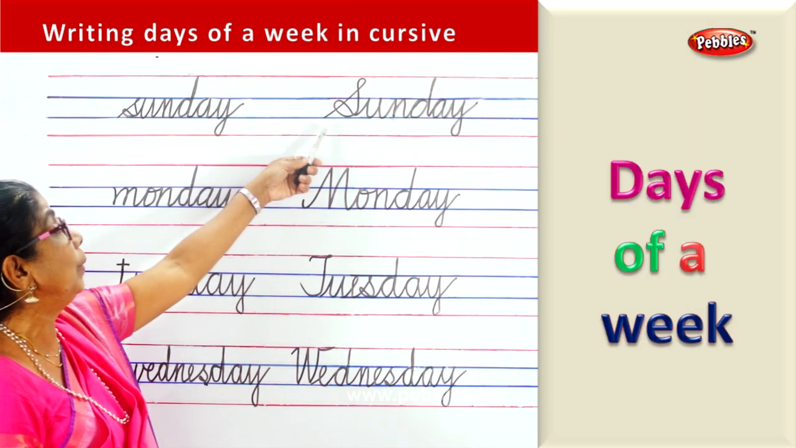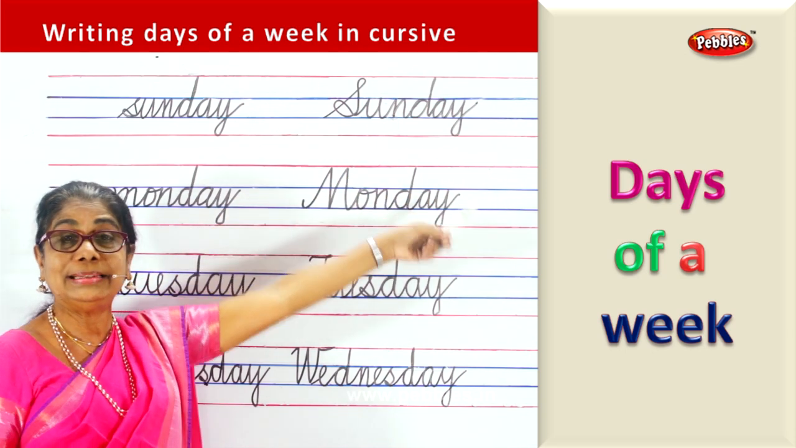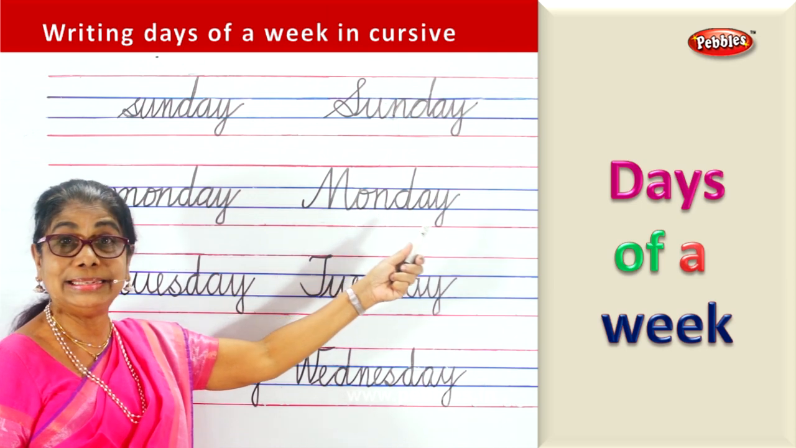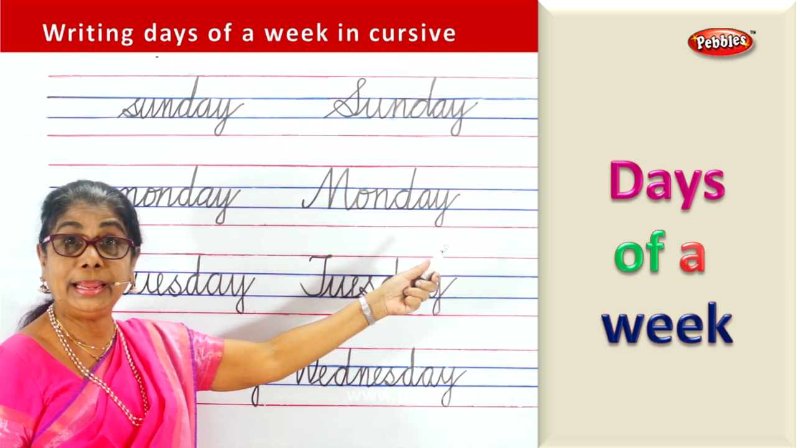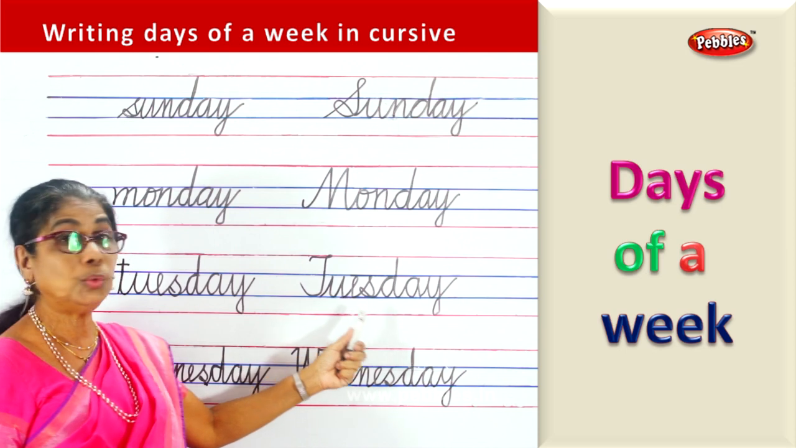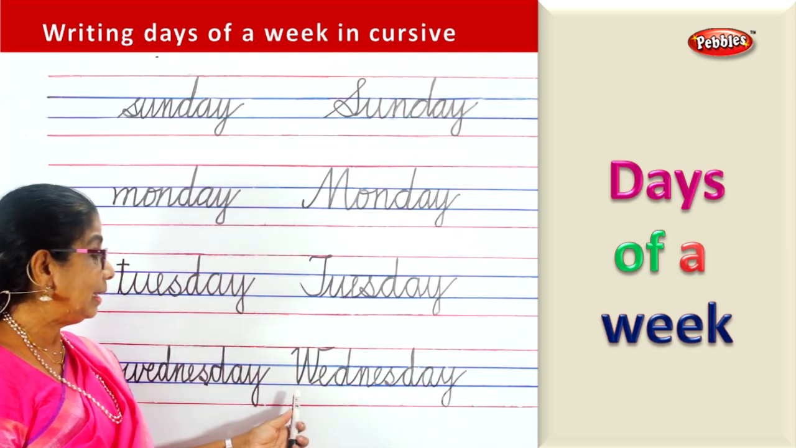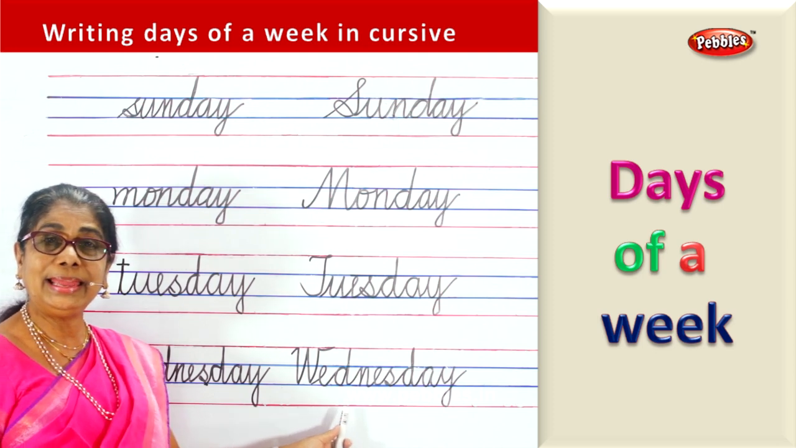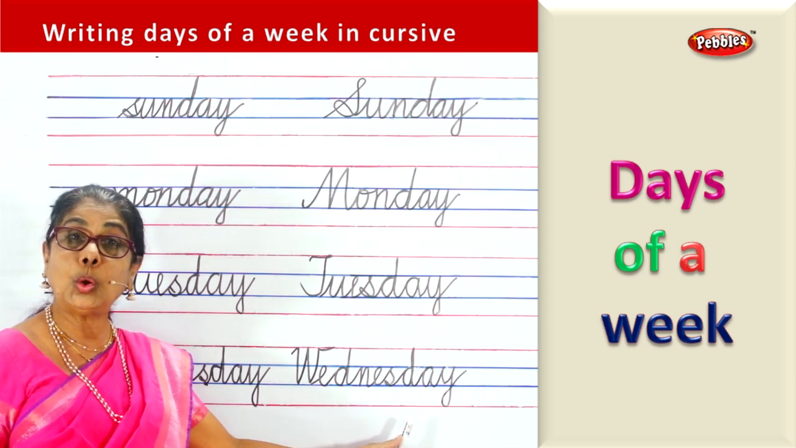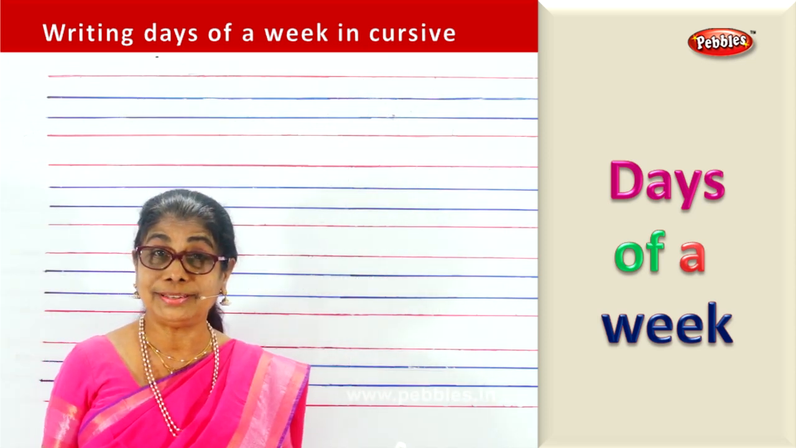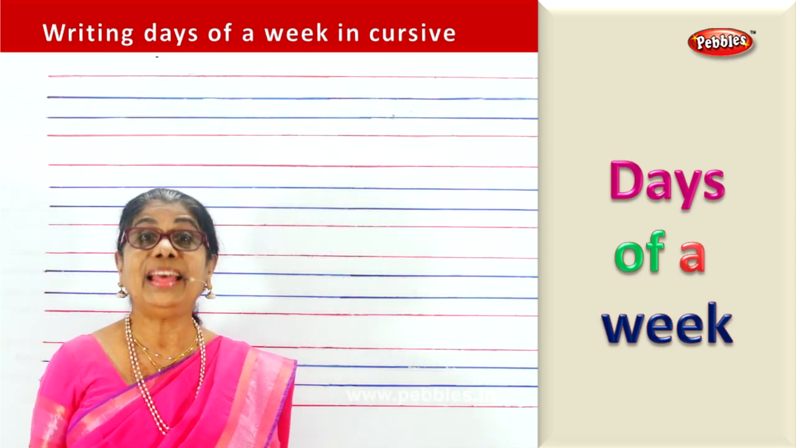Sunday, first day of the week. S-U-N-D-A-Y. Sunday. M-O-N-D-A-Y. Monday, followed by T-U-E-S-D-A-Y. Tuesday. And finally, W-E-D-N-E-S-D-A-Y. Wednesday. What day comes after Wednesday?